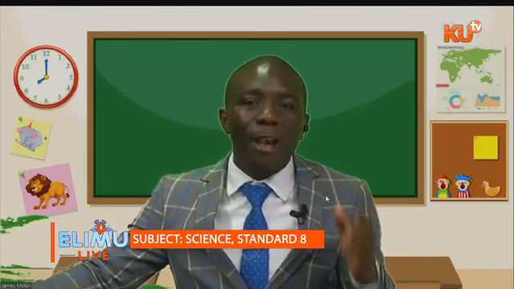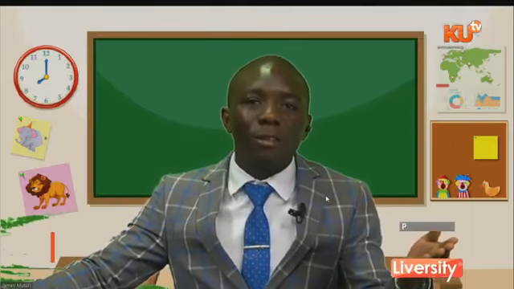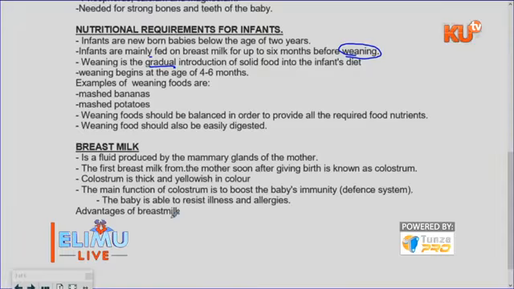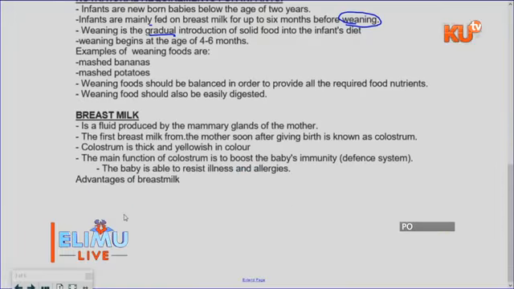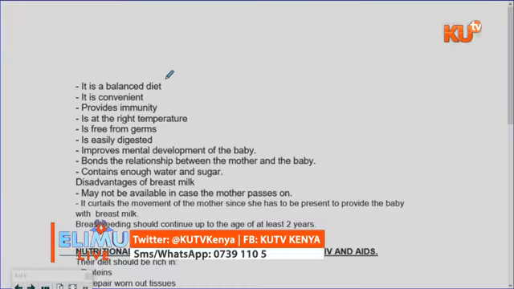In standard 4, we learned that immunity is the ability of the body to defend itself against infection. So when they take this colostrum, it has got all the nutrients, and the baby is prevented from getting any disease at that age. So the baby is able to resist any illness and allergies. Advantages of breast milk we have.